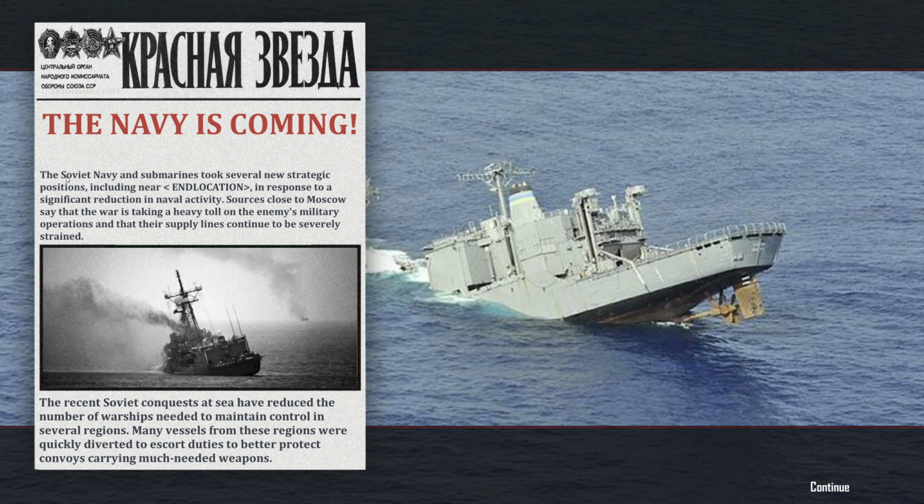The Navy is coming. The Soviet Navy and submarines took several new strategic positions, including near the Sum area. It is classified for, we don't know. In response to a significant reduction in naval activity, sources close to Moscow say that the war is taking a heavy toll on the enemy's military operations, and their supply lines continue to be severely strained.